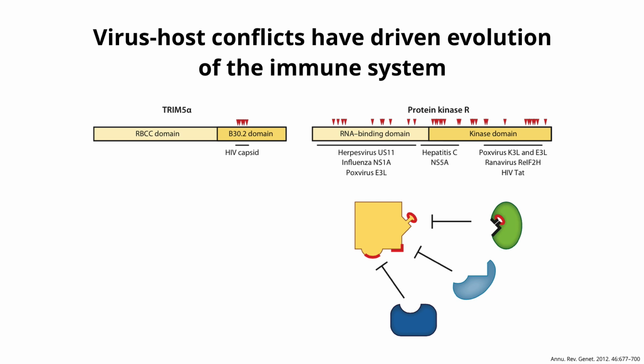And on the right, PKR. Anybody remember PKR? That protein in the cell that responds to double-stranded RNA and then phosphorylates the IF2 alpha. It shuts down host translation. Look at all the positively selected residues. They're red triangles by different viruses.